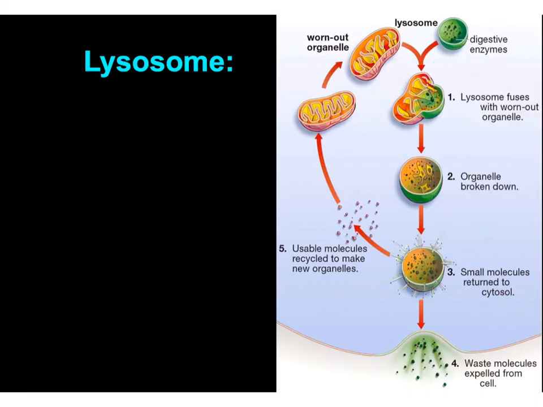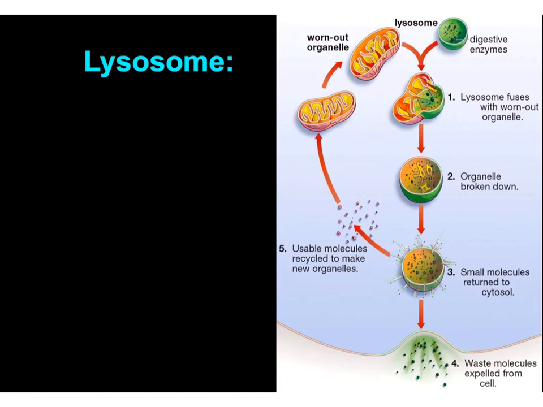Here's a picture showing how this works. You've got a worn out organelle, so some old mitochondria that isn't working so well. And so what happens is it fuses with a lysosome. Now, how is it able to fuse? Well, think about it. Like that last picture showed, the outer part here is just phospholipid bilayer. Well, so is this. So when they bump into each other, you can fuse them together. Now those digestive enzymes and the acids will completely digest this mitochondria.